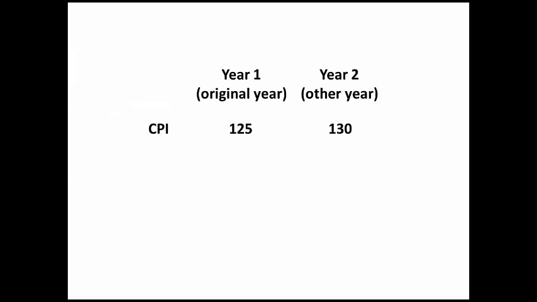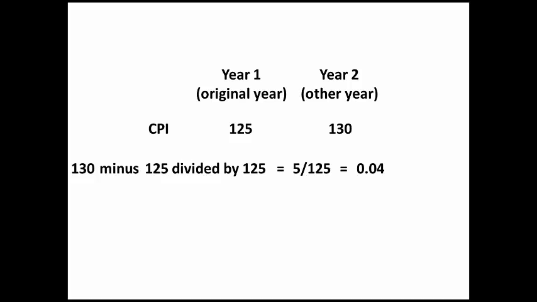Let's look at another example. To figure this out, take the other year minus the original, divided by the original, which equals 5 over 125, which is then equal to 0.04, or an inflation rate of 4%.